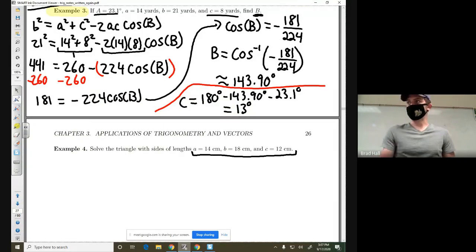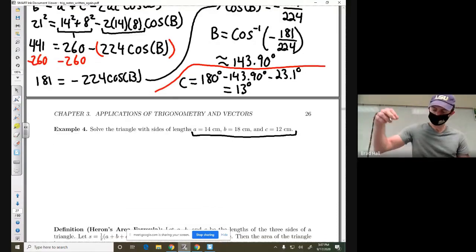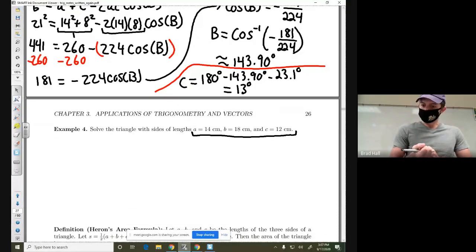they give us 3 lengths. They want us to solve the triangle. So, we need to figure out 3 angles. There's no way we can use the law of sines for this because we have no completed ratios. We need at least one angle to use the law of sines. We don't have that, so we have to use the law of cosines.